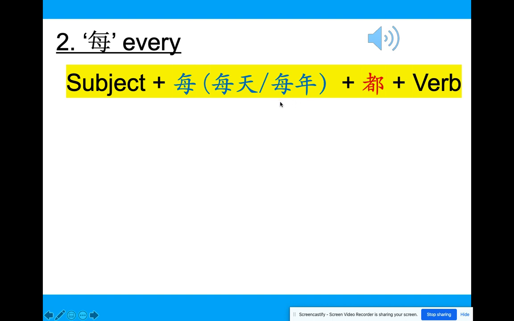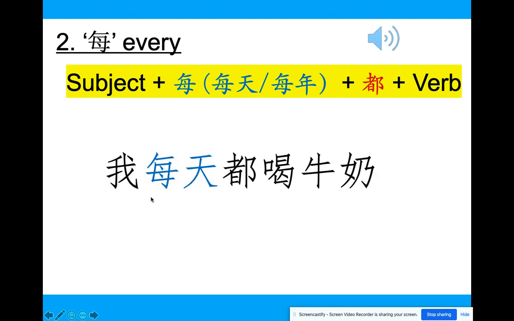Okay, now the second situation, when you use every, you say subject and every something. If you use it as a frequency time phrase, you would put it after the subject. So you can say every day, every year, every week, every Saturday, every summer, for example. And then you say 都, and then you say the verb.